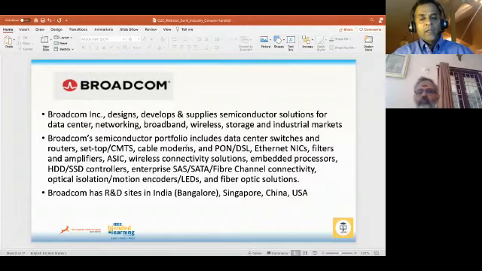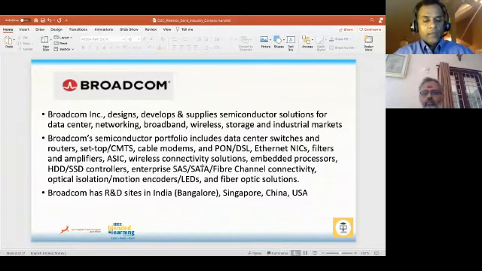Broadcom develops not just semiconductors but also systems and software solutions for wireless, wired networking, as well as storage and industrial markets. Specifically, in the semiconductor space, Broadcom develops silicon semiconductors for switches and routers, cable modems that you use in your houses, wireless antenna devices, embedded processors, storage controllers.